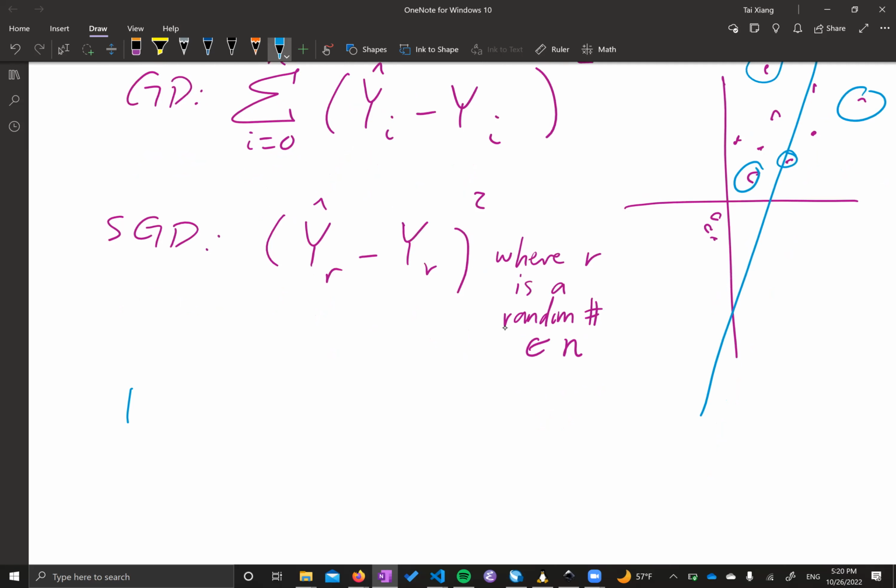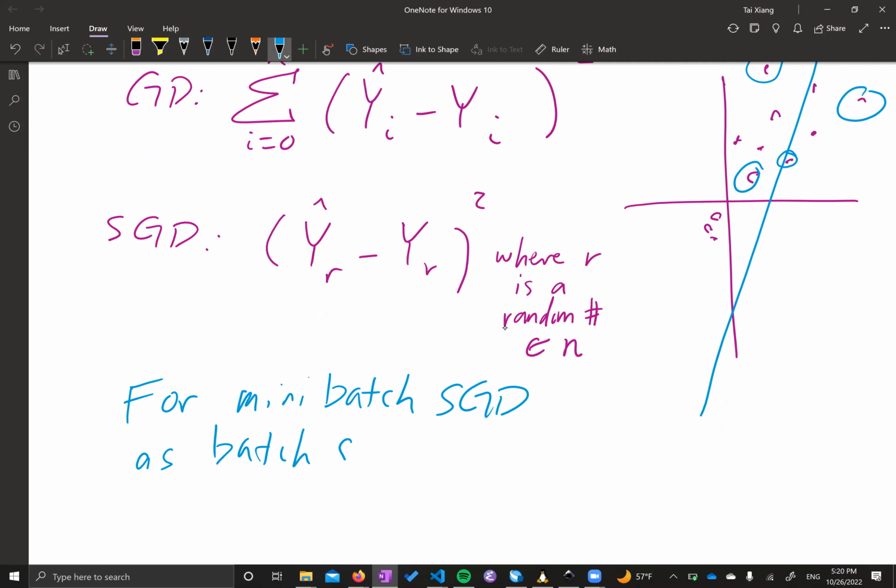Let me write this out. For mini batch SGD, as batch size B converges to N, the total number of data points, what happens? That's true, but I guess more what happens in terms of what the process looks like. What does it become as our mini batches go to N?